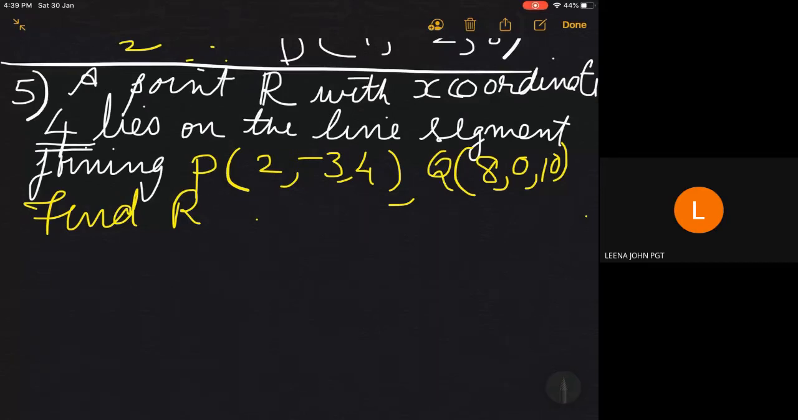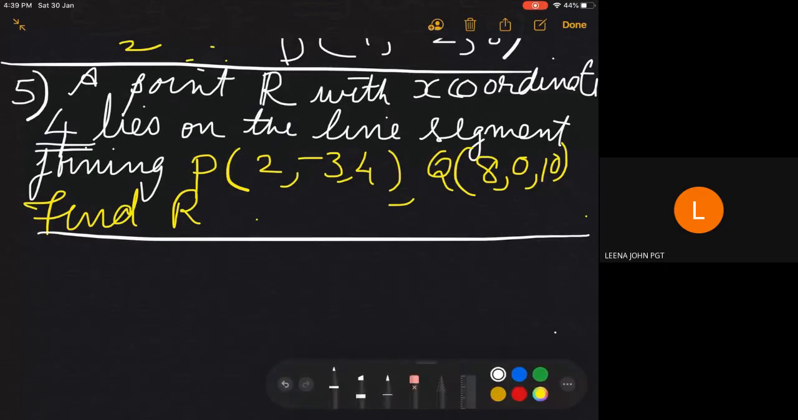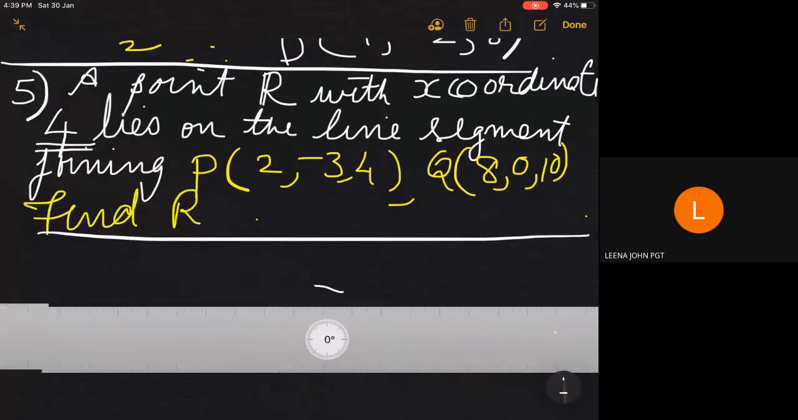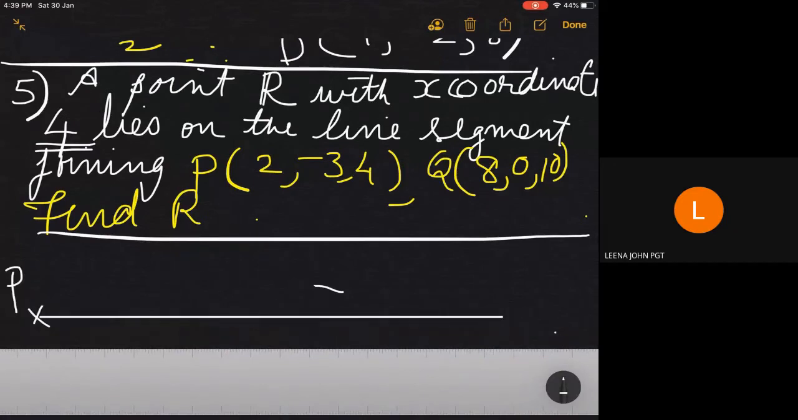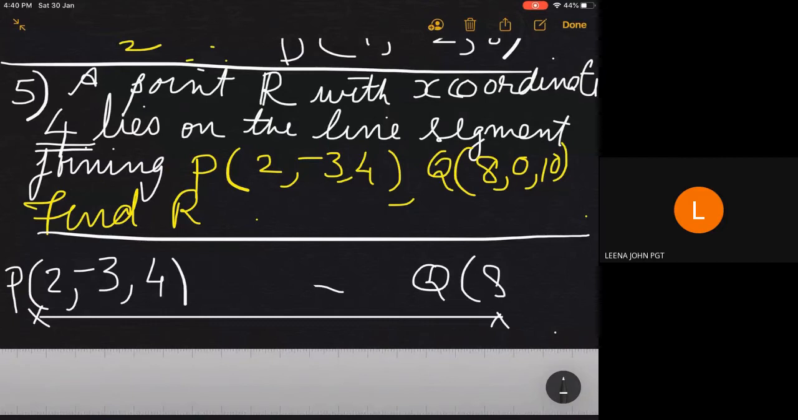Question. A point R with x coordinate 4 lies on the line segment joining P(2, -3, 4) and Q(8, 0, 10). Find R. So point R has x coordinate 4. You can take the line segment joining the two points. That is, this is a line segment and its coordinates are P(2, -3, 4) and Q(8, 0, 10).